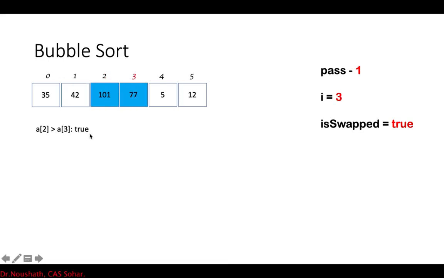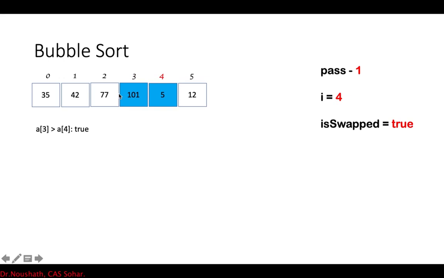Going ahead, I now consider the elements from this position. So that means I'll be considering these two elements now. Now I do the same thing. If the first element, which is 101 from position 2, is greater than the position 3 element, which is 77, this is true in our case. If that is true, we will perform the swap operation. So when I do the swap operation, 101 has moved here, 77 has been placed here. Going ahead, the same thing applies to position 4.